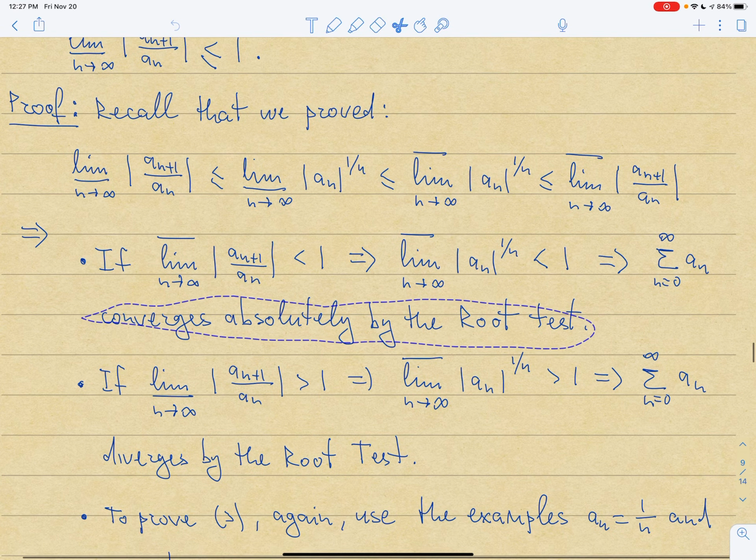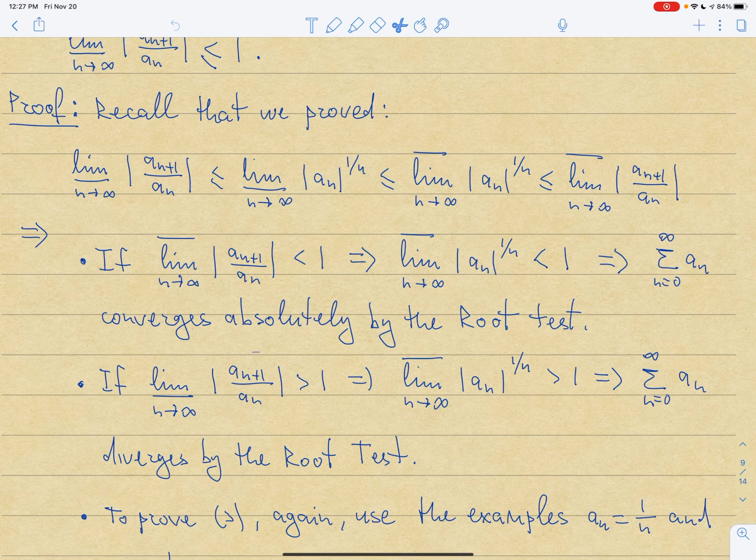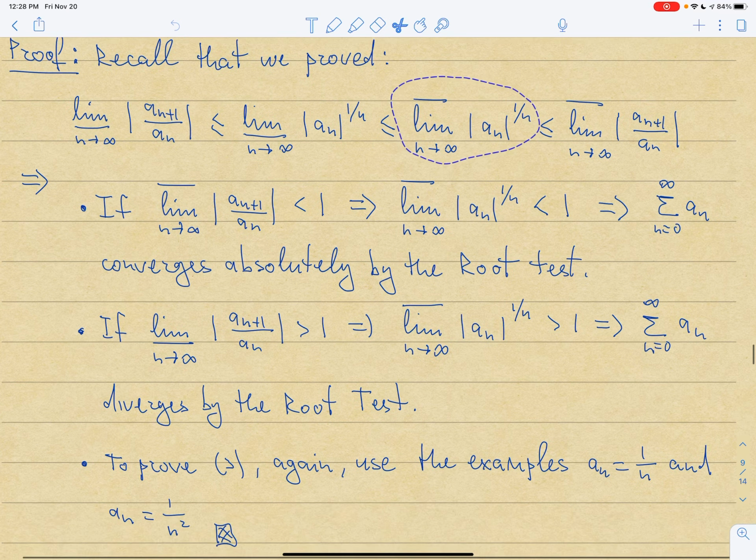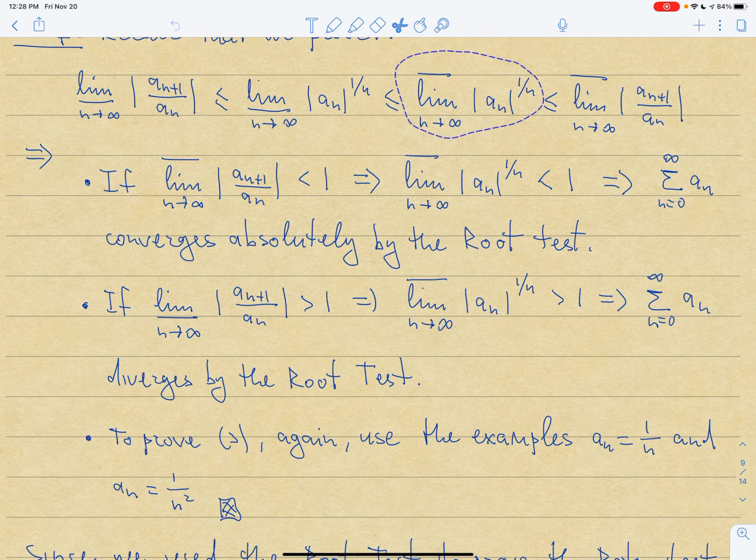Then the second statement: if lim inf of |a_{n+1}/a_n| is greater than 1, then everybody else is going to be greater than 1. In particular, lim sup of the nth root of |a_n| is greater than 1. And by the root test, that means that the series will either diverge or not converge.